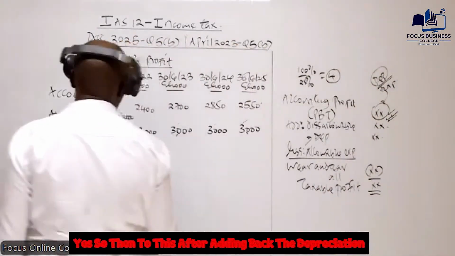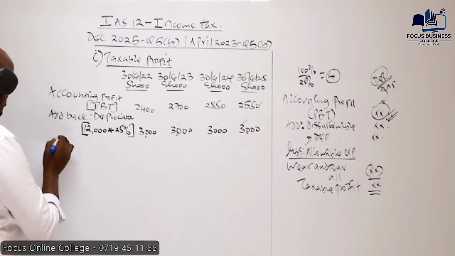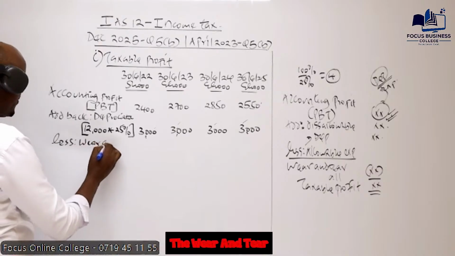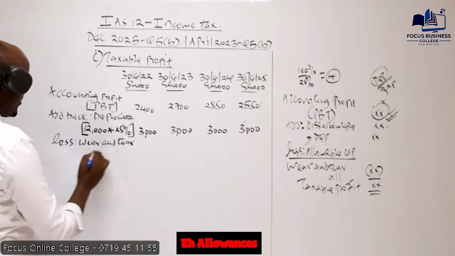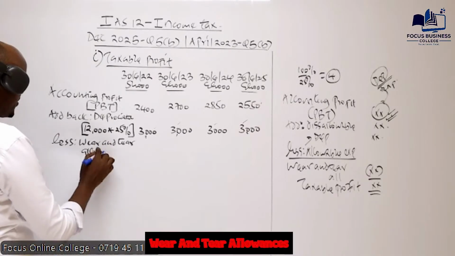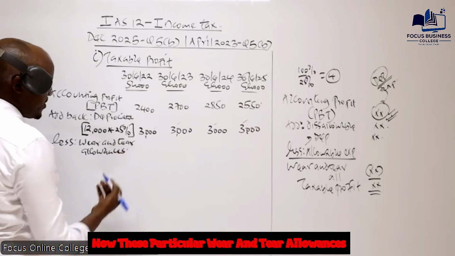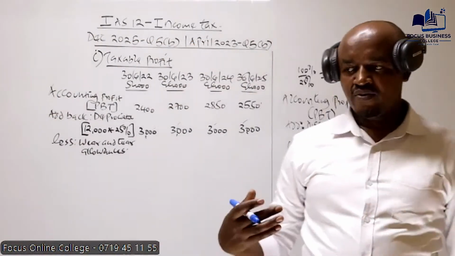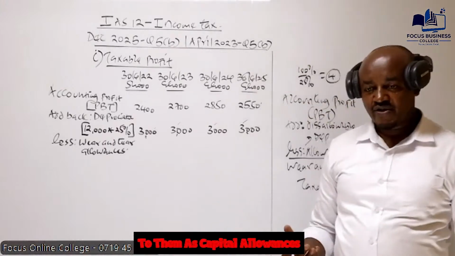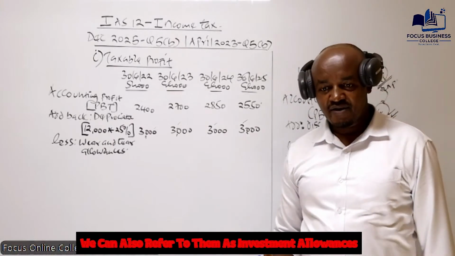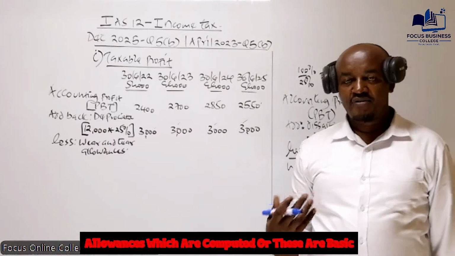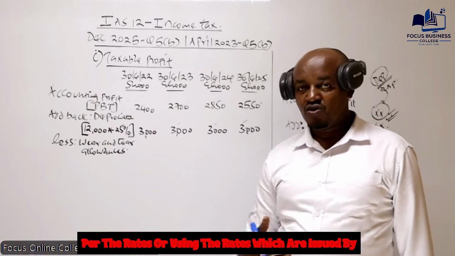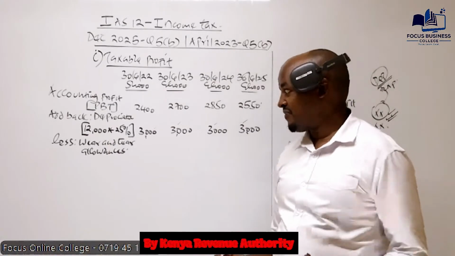Yes. So then to this, after adding back the depreciation, we then proceed and we less the wear and tear allowances. Now, this particular wear and tear allowances, for example, maybe those who are doing PFT, we also refer to them generally as capital allowances. We can also refer to them as investment allowances. These are allowable expenses which are computed using the rates which are issued by Kenya Revenue Authority.